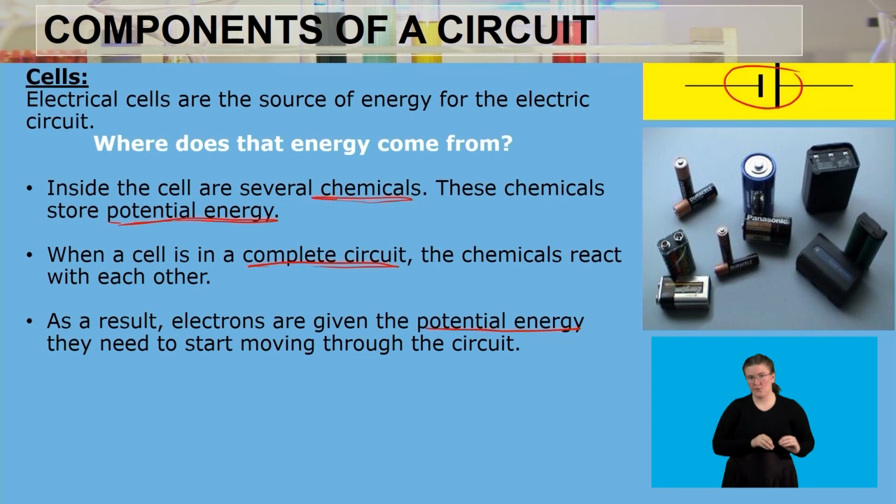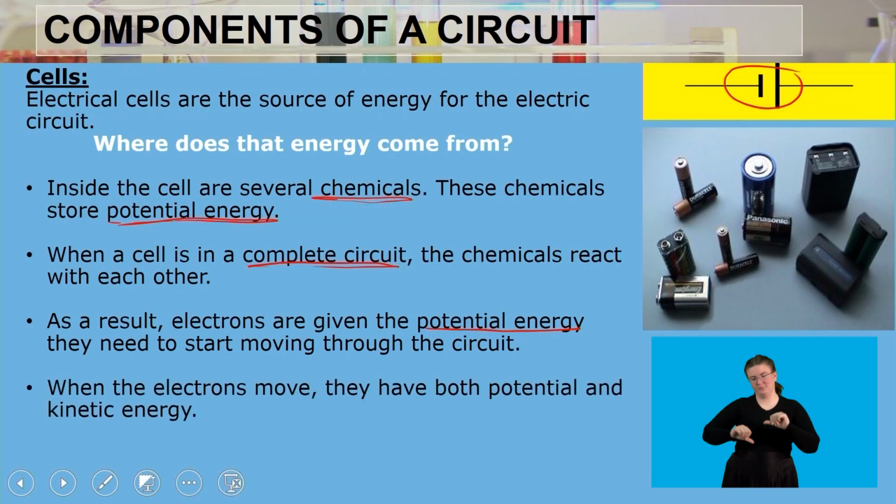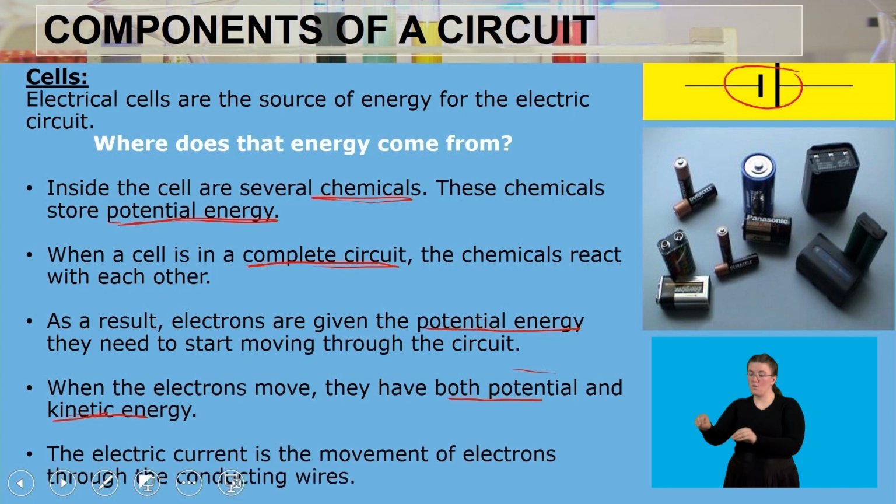Remember that in order for you as an individual to move, you need energy. So these electrons, for them to move from one point to the other, they need energy. Where does that energy come from? It comes from these particular cells. Now, when the electrons move, they have both potential and kinetic energy. Potential energy when stationary, and kinetic energy when the object, or in this case an electron, is in motion.